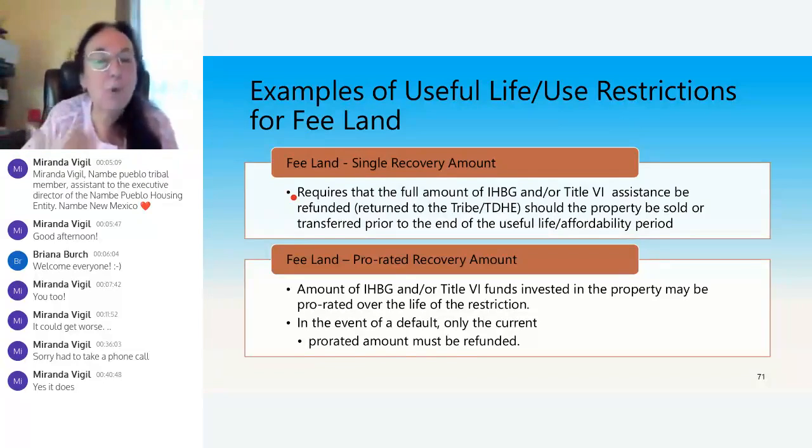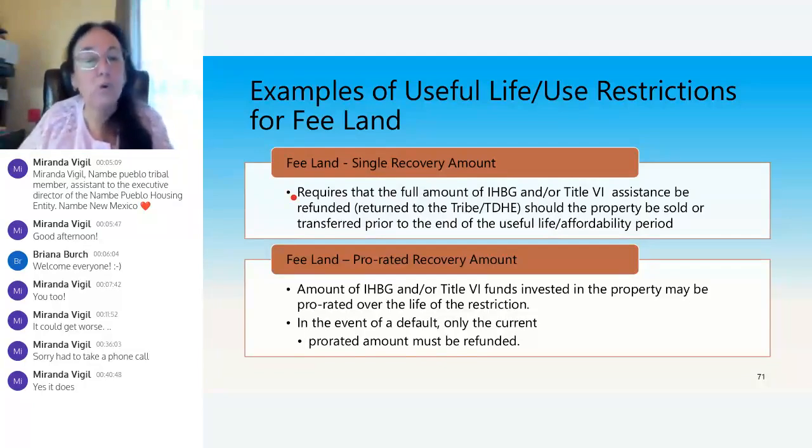Fee land prorated recovery amount. The amount invested in the property can be prorated over the life of the restriction. In the event of a default, only the current prorated amount must be refunded.